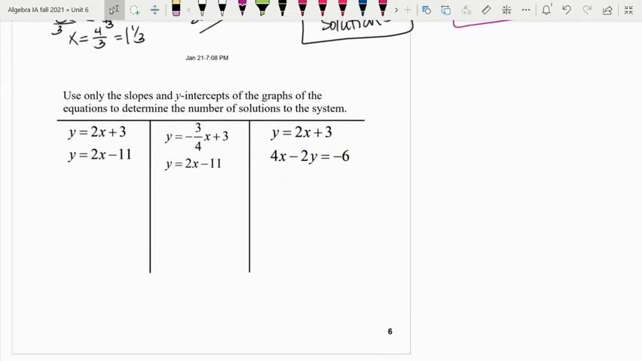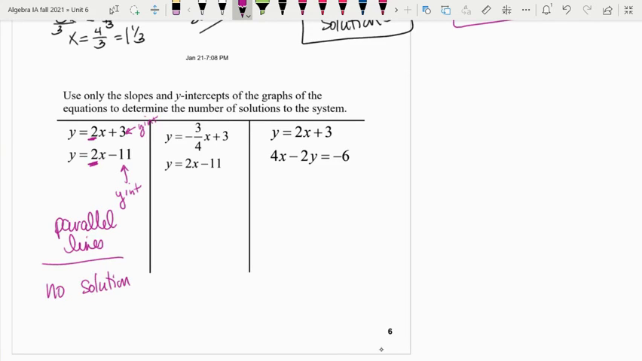All right, so using only slopes and y-intercepts, determine the number of solutions. On the first one here, you can see slope is 2 on both of them. My y-intercept is 3. My y-intercept is -11. So these would be parallel lines, which is no solution. So this has an m of 2 and a y-intercept of 3. This has an m of 2 and a y-intercept of -11.